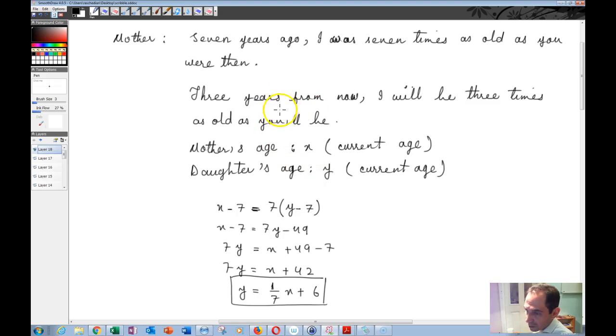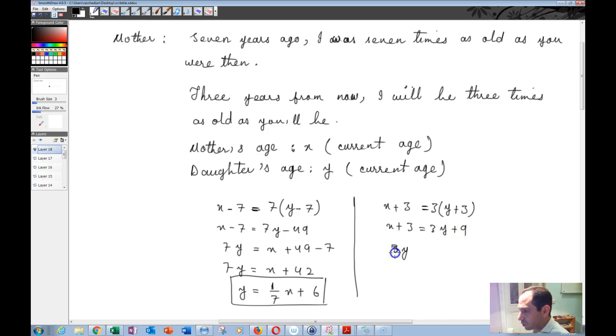And then the next statement was, 3 years from now I will be 3 times as old as you will be. Right now the mother is X years old, and 3 years from now she's going to be X plus 3 years old, and she'll be 3 times as old as the daughter is going to be. The daughter 3 years from now is going to be Y plus 3 years old, and 3 times that would be this. So X plus 3 is equal to 3y plus 9, and then 3y is equal to X, and 3 minus 9 would be negative 6, so y would be equal to 1/3 x minus 2. So that's basically another equation that you have.